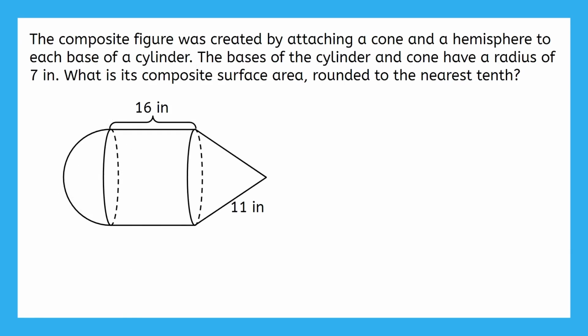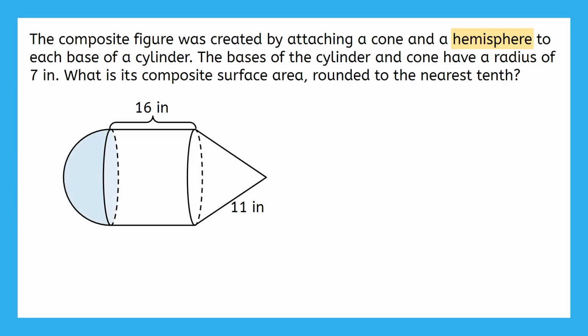Our first example problem says, this composite figure was created by attaching a cone and a hemisphere to each base of a cylinder. The bases of the cylinder and cone have a radius of 7 inches. What is its composite surface area rounded to the nearest tenth? There's a new word in here, hemisphere. Based on the context clues on screen, what do you think a hemisphere is?